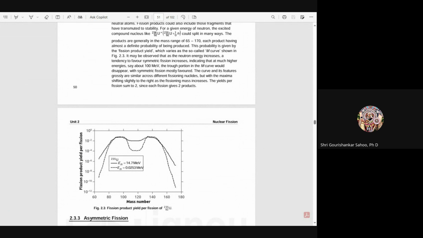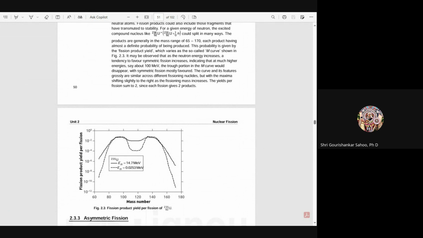It may be observed that as the neutron energy increases, the tendency to favor symmetric fission increases, indicating that at much higher energies, say about 100 mega electron volt, the trough portion in the M curve would disappear with symmetric fission mostly favored. The curve and its features are grossly similar across different fissioning nuclides, but with the maxima shifting slightly to the right as the fissioning mass increases. Yields per fission sum to 2 since each fission gives two products.